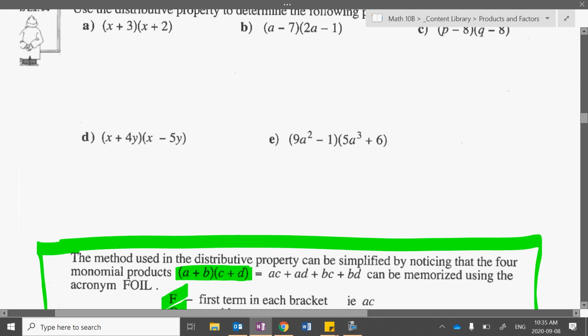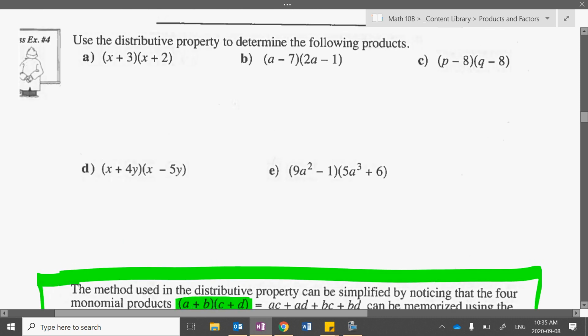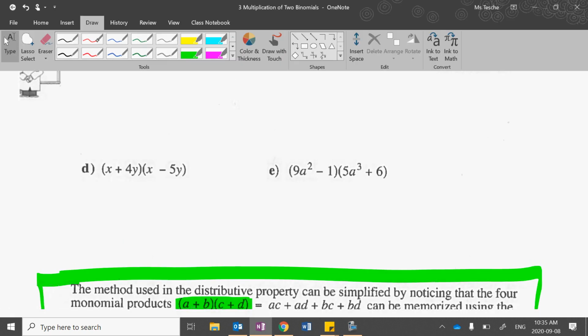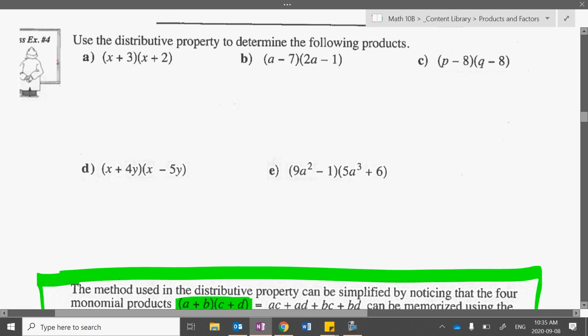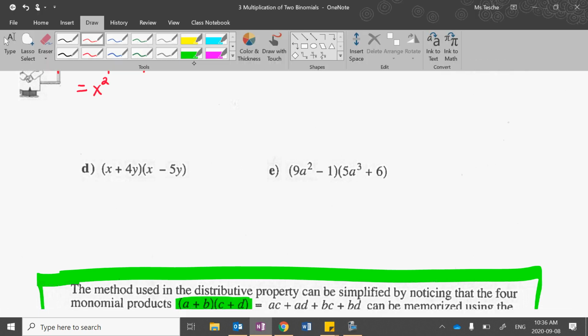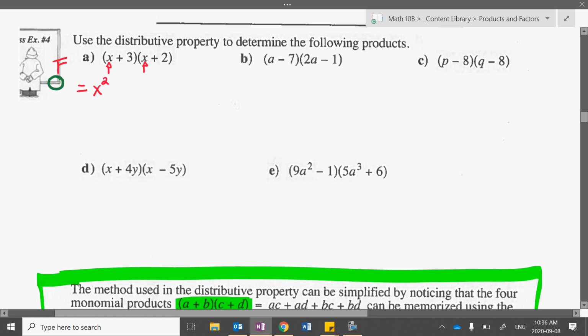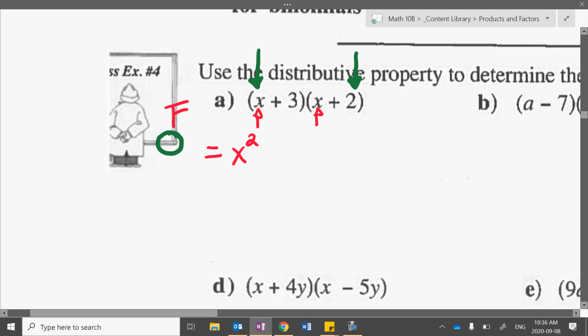So let's do an example using this. Let's go back to class example 4. I'm going to color code this, so bear with me a little bit. The first term in each set of brackets is x times x. What does that give me? x squared. The O in FOIL stands for outer, so my outer two terms are an x and a 2. What does x times 2 give us? 2x. I can zoom in there for you.